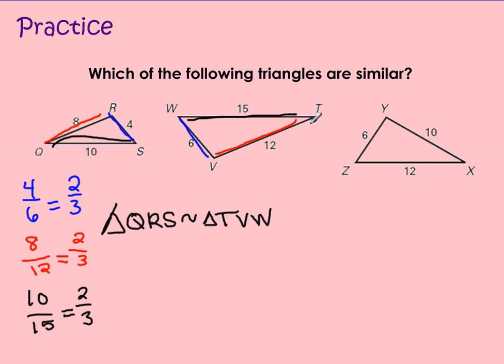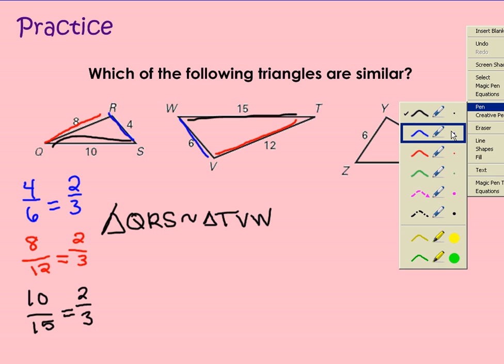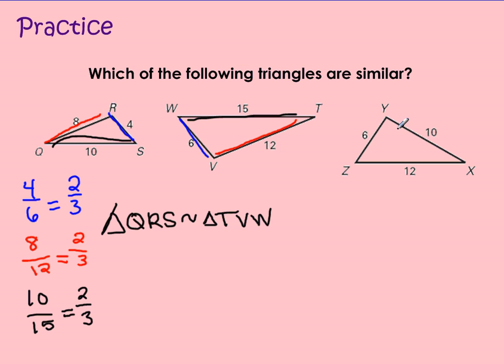Next, we need to go ahead and check to see if XYZ is similar to any of these. Now, if two triangles are similar to one another, then that means they're similar to any other triangles that are similar to them as well. So if I found out that TVW is similar to XYZ, that would mean that that would be similar to QRS as well. So we just need to do one more check. Since I already have my smallest side here in blue, I'm going to find my smallest side here and find that ratio.